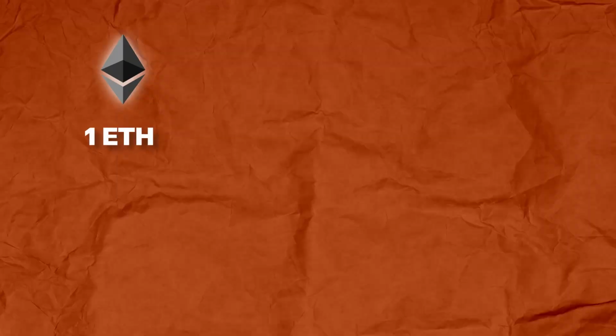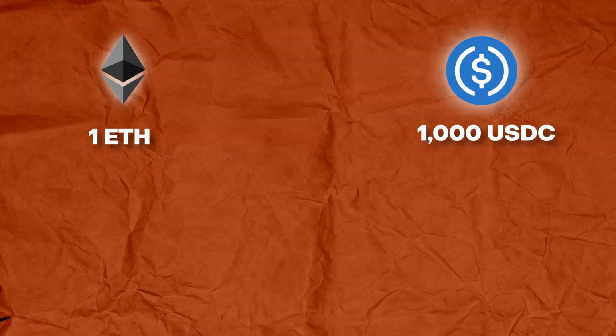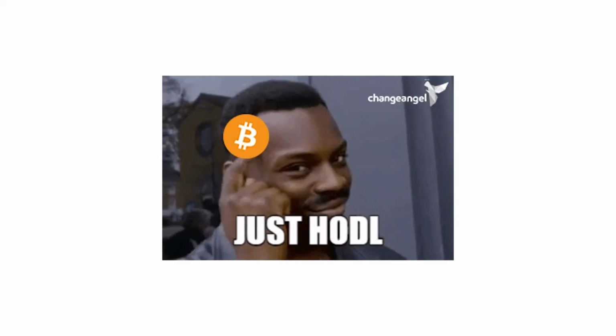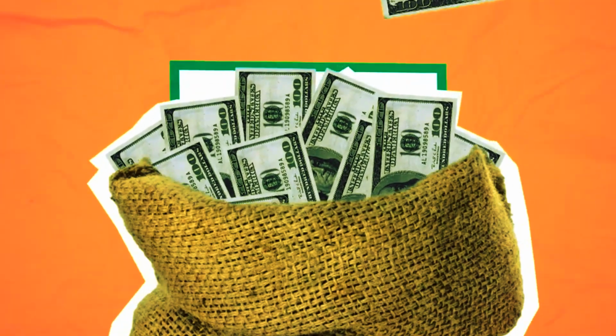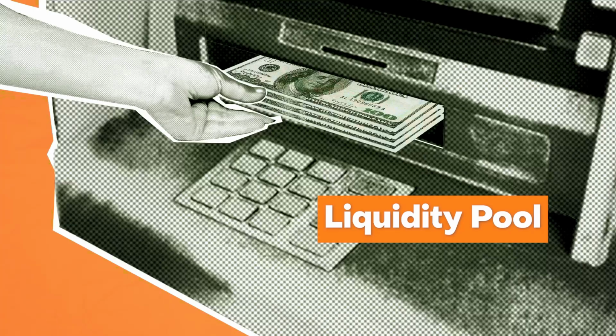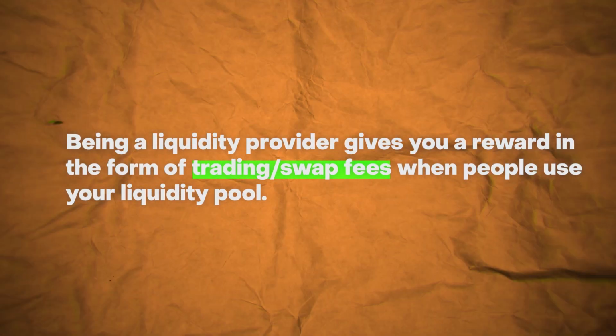If she had just held 1 ETH and 1,000 USDC instead, her funds would have been worth $5,000. By providing liquidity, we can see that Alice made less money than she could have made by just holding. Even though she didn't technically lose her initial capital, she experienced what we know as impermanent loss, which becomes permanent after she withdraws her tokens. This is not accounting for the swap fees she might have also received for being a liquidity provider.